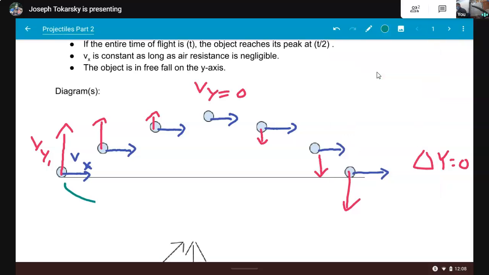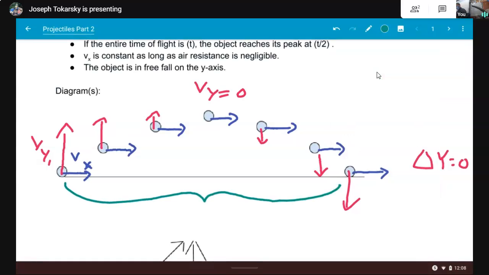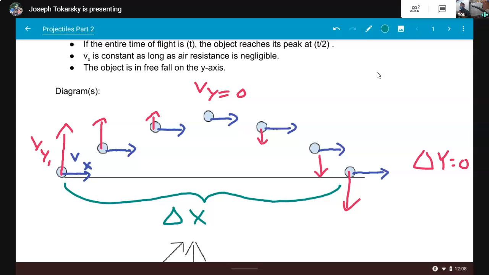if we wanted the horizontal displacement for the whole trip, that's from there to there. And you may see delta x in these problems referred to as the range of the projectile. So I'm going to put that in parentheses. If the problem uses the term find the range of the projectile, that means the delta x for the whole trip from beginning to end. All right?